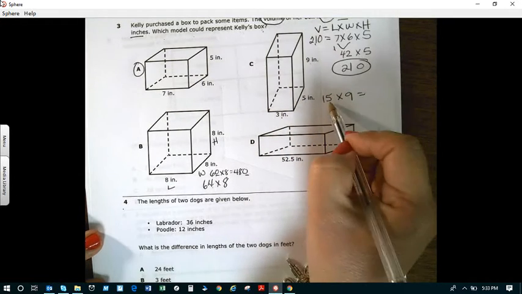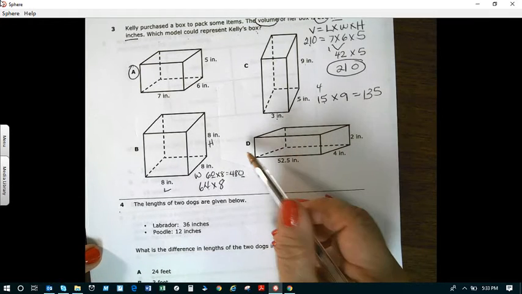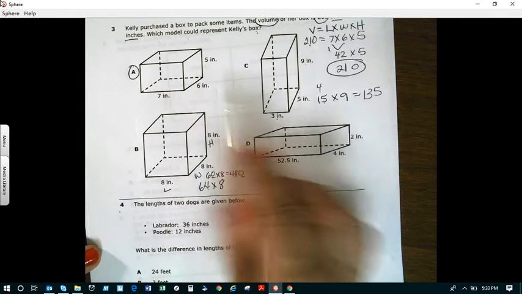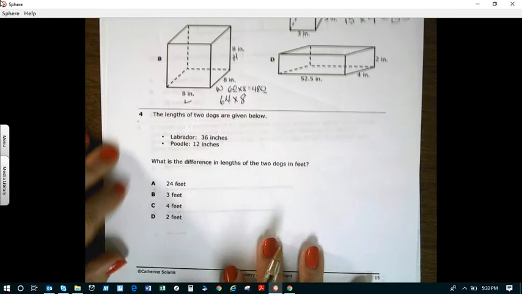3 times 5 is 15. 15 times 9. Well, if I had 9 times 5 is 45. And 9 times 1 is 9 plus 1 is 13, so it's not even large enough. Okay, so I don't have to do all of those if I've already figured it out, but you may want to just double check. All right, I'm going to go ahead and move on.